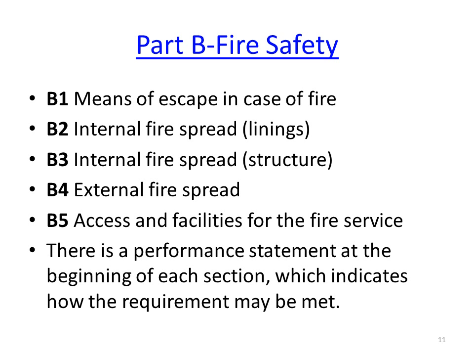Part B is outlined a little bit differently from all the other sections, because the different sections of the technical guidance documents were written by different people and at different times. So Part B, instead of being outlined in numbered sections, is outlined as B1, B2, B3, B4 and B5. B1 covers means of escape in case of fire. B2, internal fire spread on linings. B3, internal fire spread on the structure of the building. B4, external fire spread. B5, access and facilities for the fire service.